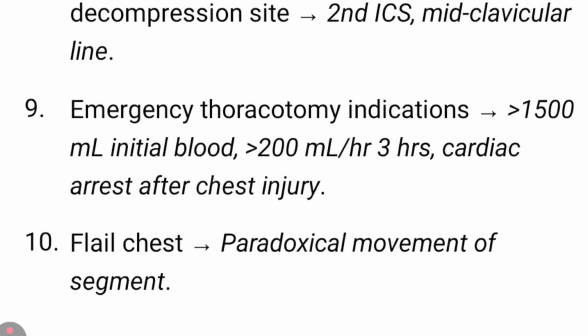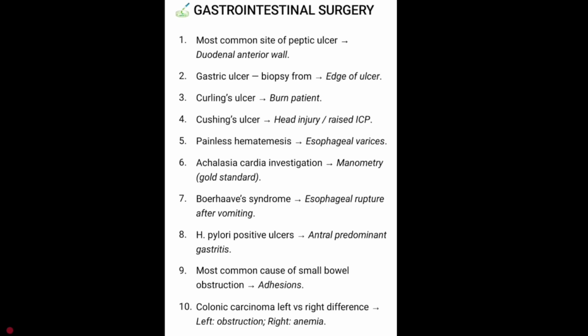Emergency thoracotomy is indicated when there is more than 1500 ml initial blood. When you put an ICD and immediately 1500 ml blood comes out, you need emergency thoracotomy. There is one trick here. If the blood is black or retained blood from the last 5-7 days, then thoracotomy is not indicated. But fresh blood, fresh bleeding, fresh trauma, go for emergency thoracotomy. Also if 200 ml per hour for 3 hours, or cardiac arrest after chest injury. Flail chest: paradoxical movement of segment.